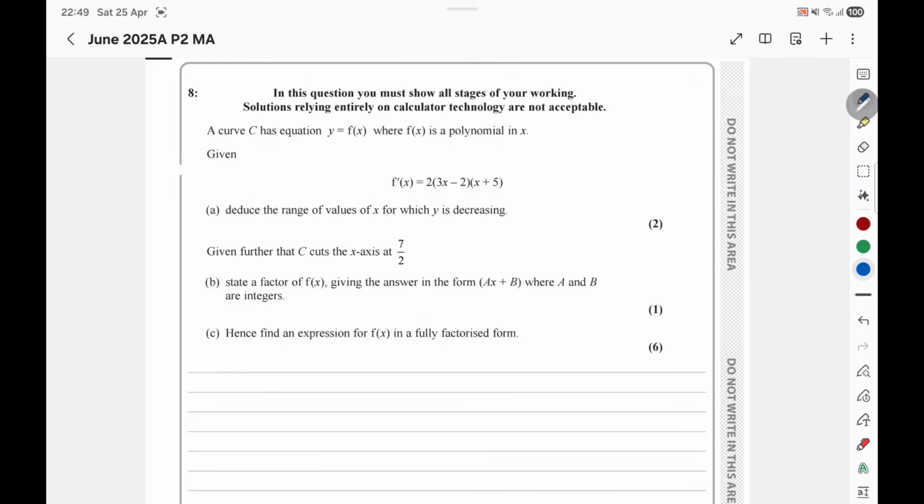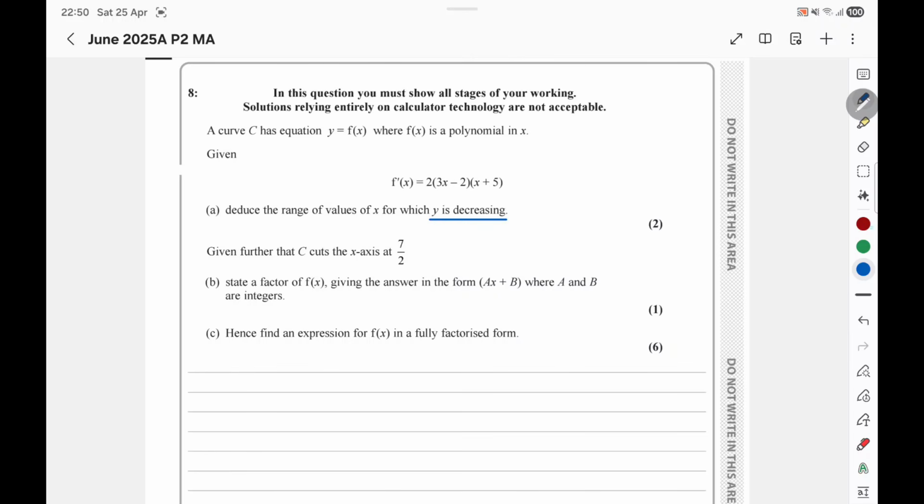Question 8. A curve C has equation y equals f of x, where f of x is a polynomial function in x. Given that f dash of x, this is dy by dx, equals 2 times bracket 3x minus 2 bracket x plus 5. Deduce the range of values of x for which y is decreasing.